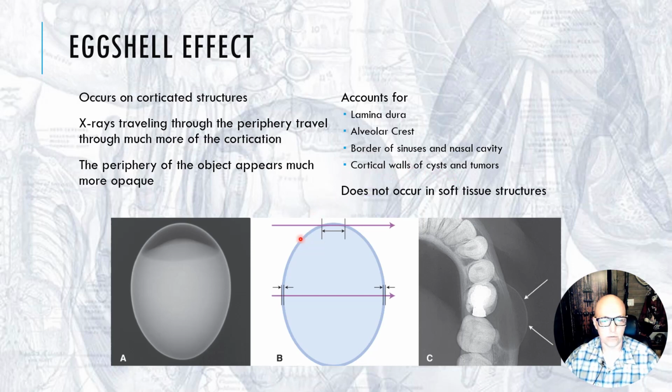So a little thought question for you. Are you going to see this on a soft tissue structure like the tongue? No, you won't, because it doesn't have a cortex around it. So if you ever see a cortex around something, don't guess that it's a soft tissue structure. And it's also something that helps in our diagnosis when we're talking about more benign things. If it shows this corticated wall around it, it's more likely to be something benign.